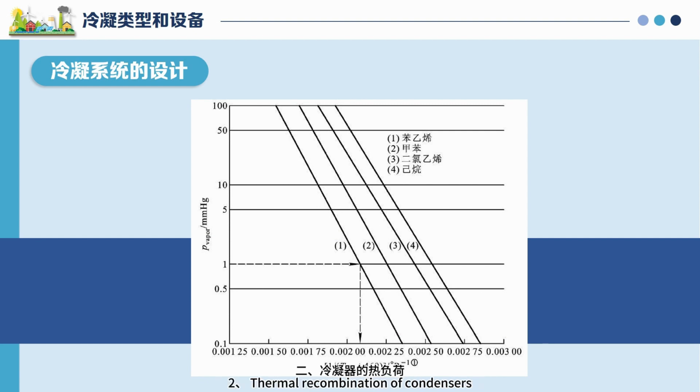2. Thermal load of condensers. To achieve a certain level of removal, consider the heat that must be extracted from the VOX gas. From the condensation heat of VOX, calculate the sensible heat change of the gas. The thermal load of the condenser is shown in the following equation. Determine the evaporation heat of VOX.